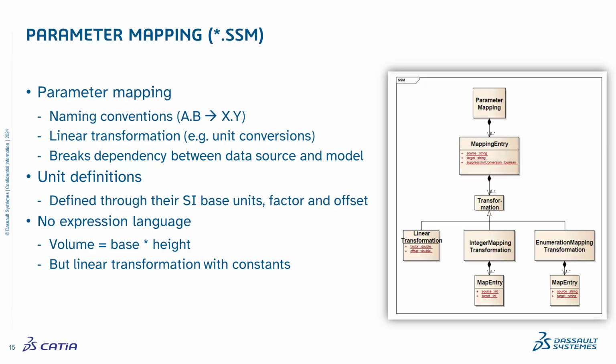Data can have unit definitions through the SI system, but one problem is that SSP does not define an expression language. So you cannot describe, for example, that the volume is the base times the height. You can only apply linear transformations with constants. On the other hand, Daimler tries to get around that restriction by a creative abuse of the parameter set definition.